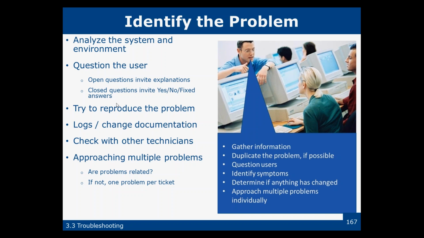So identify the problem, and we have two different sets of bullets here, but the ones out of the book are gather information, duplicate the problem if possible. The real difficult things to troubleshoot are the ones that are inconsistent. If it does something one time and then something else the next time, those become tougher and tougher. And like Tamika said, question the users. What did you see? Not what did you do to the computer, what did you do to the machine, unless you've got a really good relationship with them. But what do you see on the screen? When you restart the computer, what happens? When you start this, what happens?